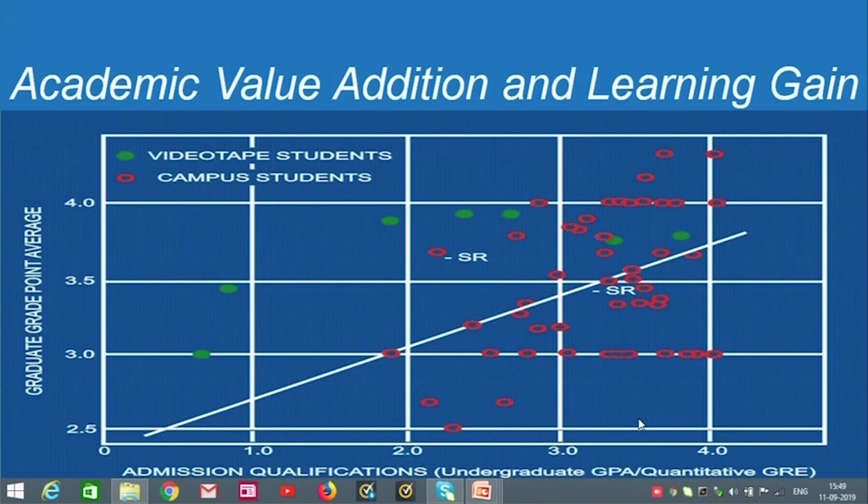And their learning gain, what is their learning gain? This student was supposed to perform at this level. That's what this graph shows. But she is performing at this level, that much. So the learning gain is this much. This student was supposed to perform at this level, but is performing at that level. So the learning gain, this much.